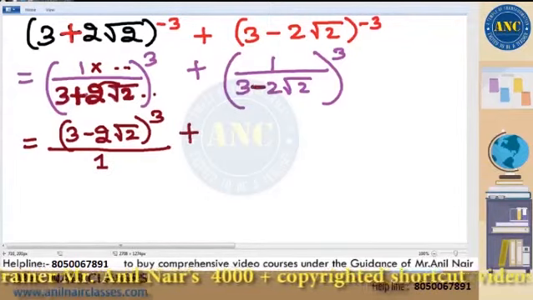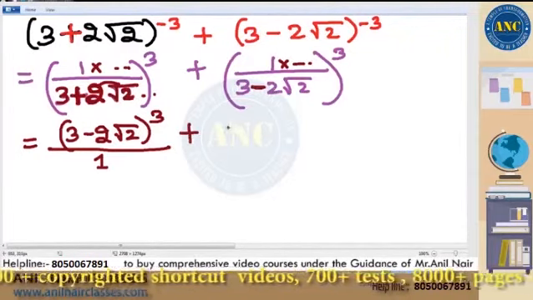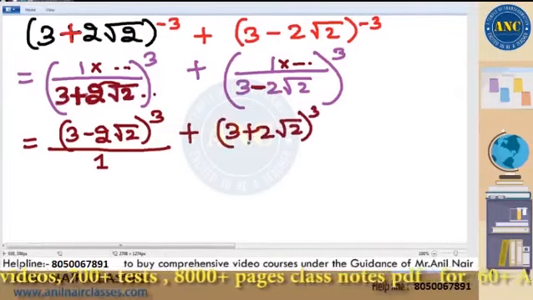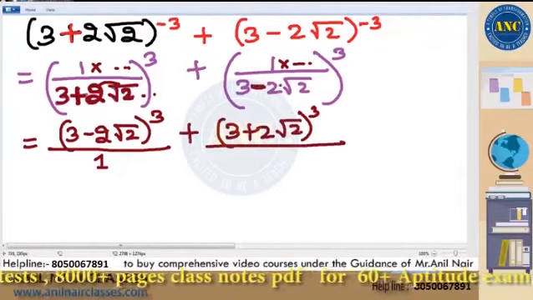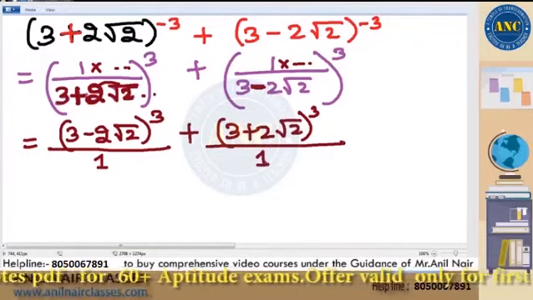Similarly, here 3 minus 2 root 2 is there. That means I should multiply numerator and denominator with 3 plus 2 root 2. 3 plus 2 root 2 whole cube, I will write it. Same logic. 3 minus 2 root 2 into 3 plus 2 root 2, from my previous denominator, again it will be 1. Right? Again it will be 1.